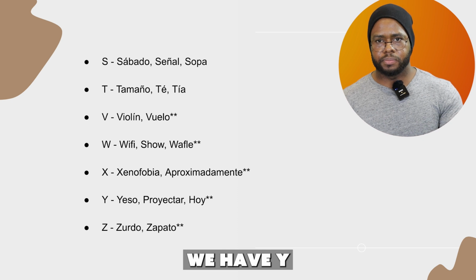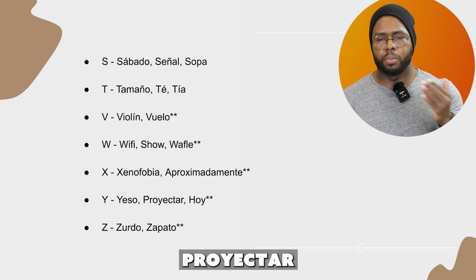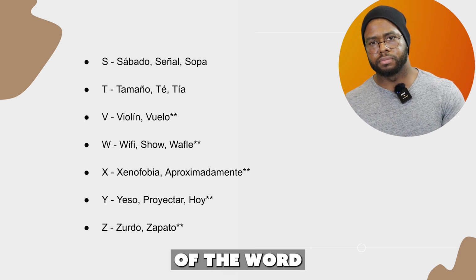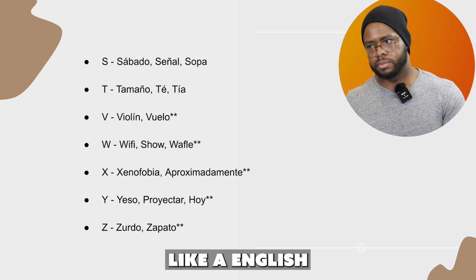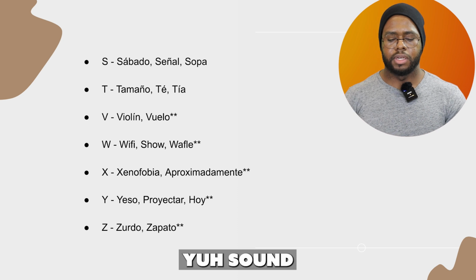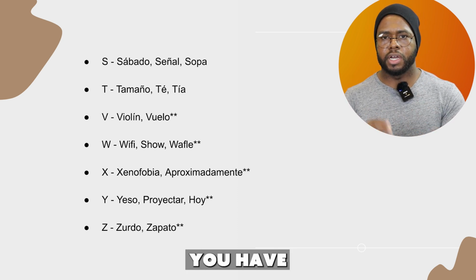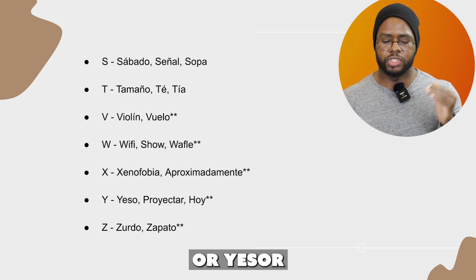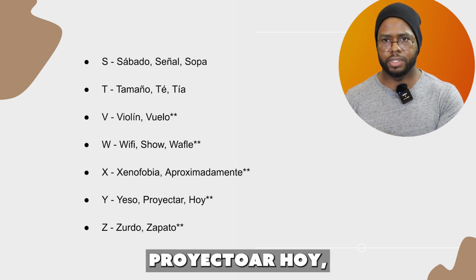And then we have a Y. So yeso, proyectar, or hoy. So at the end of the word, Y is pronounced like an English Y, like the Y sound. At the start of the word or in the middle of the word, you have two choices. So, proyectar, hoy, or yeso.